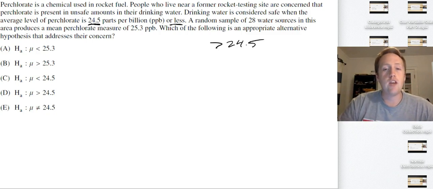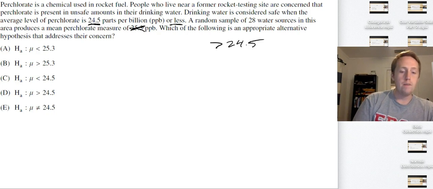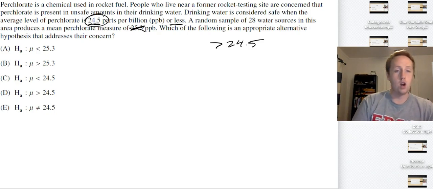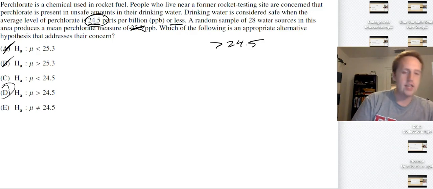A random sample of 28 water sources in this area produces a mean perchlorate measure of 25.3 parts per billion. Which of the following is an appropriate alternative hypothesis that addresses their concern? So I want to point out this is irrelevant for your hypothesis statements. Your hypothesis statements should be about the parameter. So they think it's unsafe, so it should be greater than 24.5. It has nothing to do with 25.3. So we're looking at D.